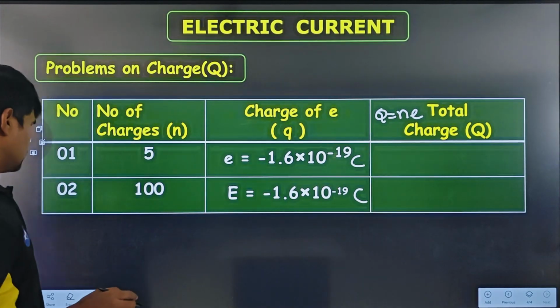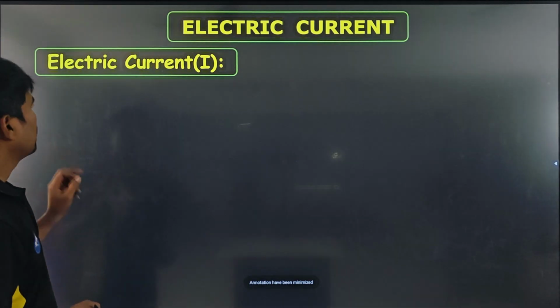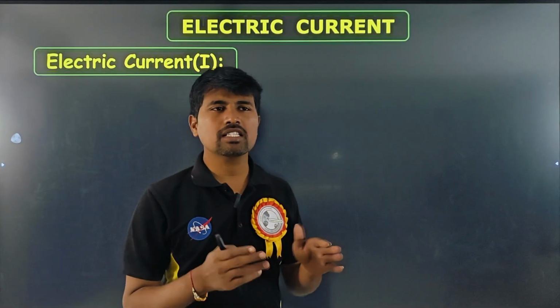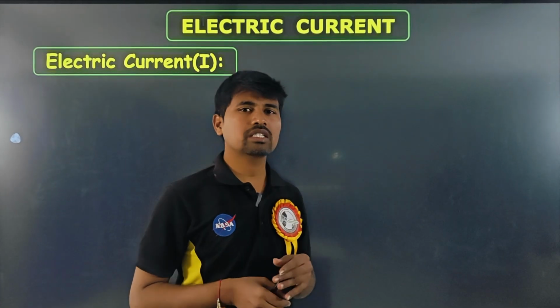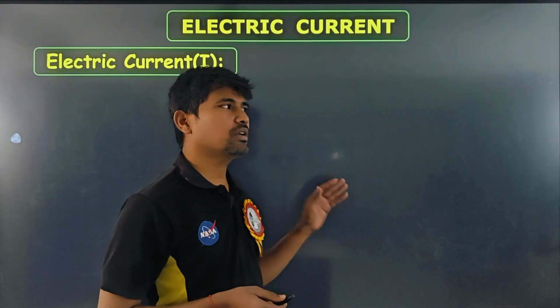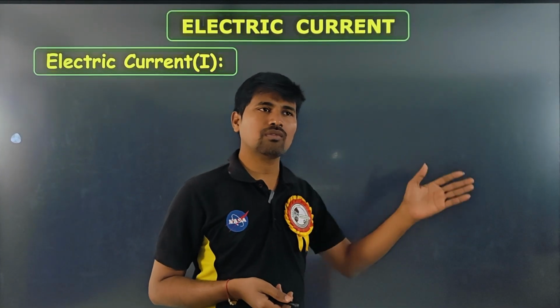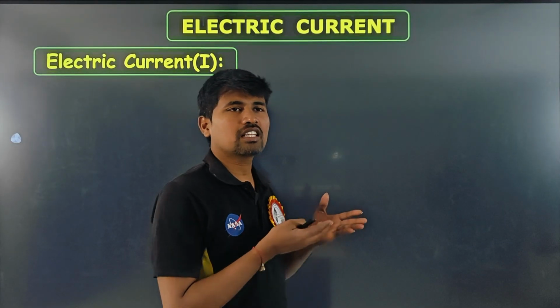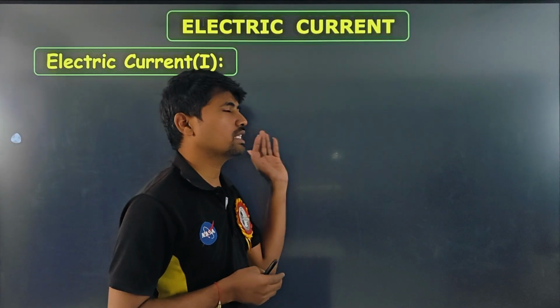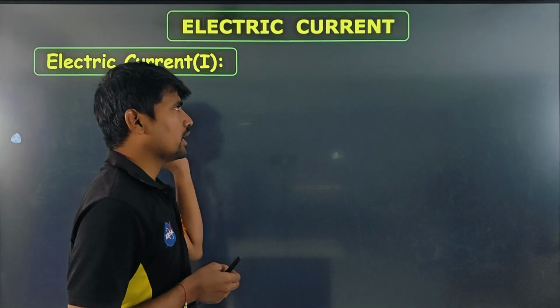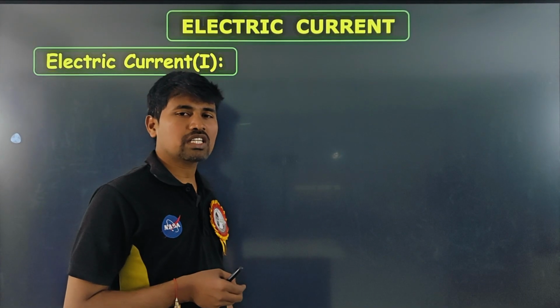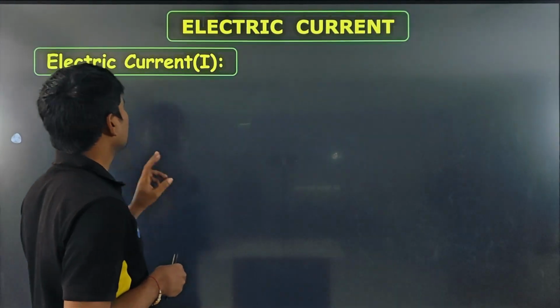Alright, students. Okay. Next, electric current. So what is current? Current is nothing but flow. In daily life we can see some currents: water currents, wind currents. Wind current means wind flow. Water current means water flow. Flow means current. Current is nothing but flow of charges through a conductor, through a particular area of cross section in unit time, right?